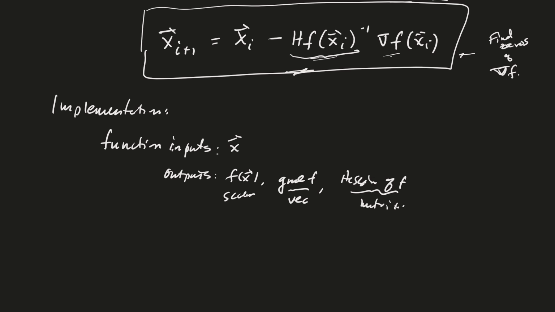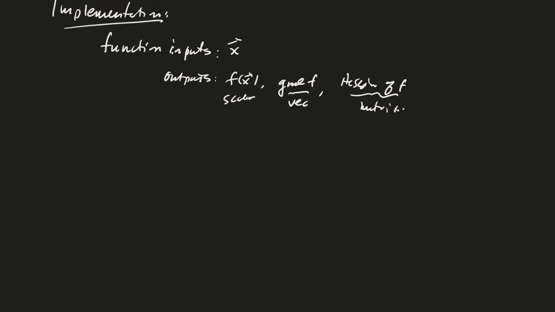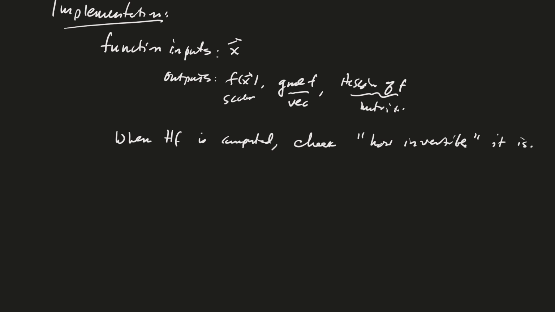I was just taking a look here. I think one thing you can do, while we're talking about the implementation, is when you're computing the Hessian, we can check its condition number, or check how invertible it is. And by that, we mean the condition number. So this is something called the condition number of the matrix.